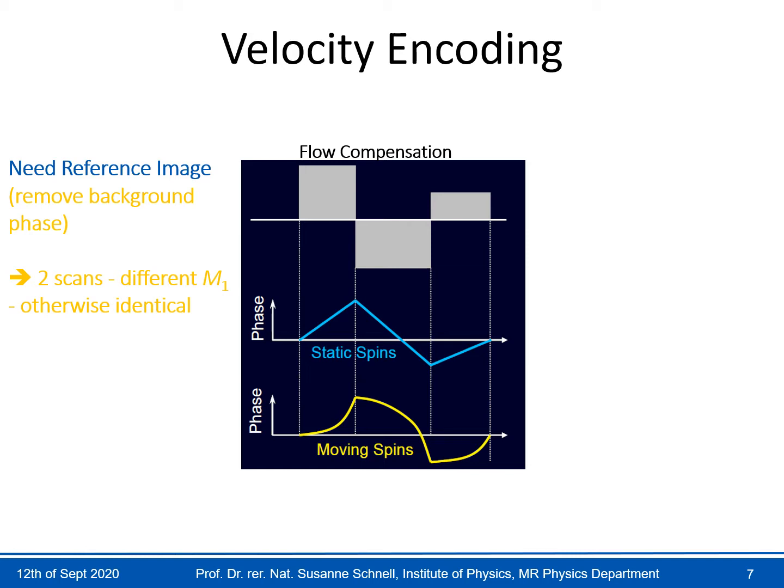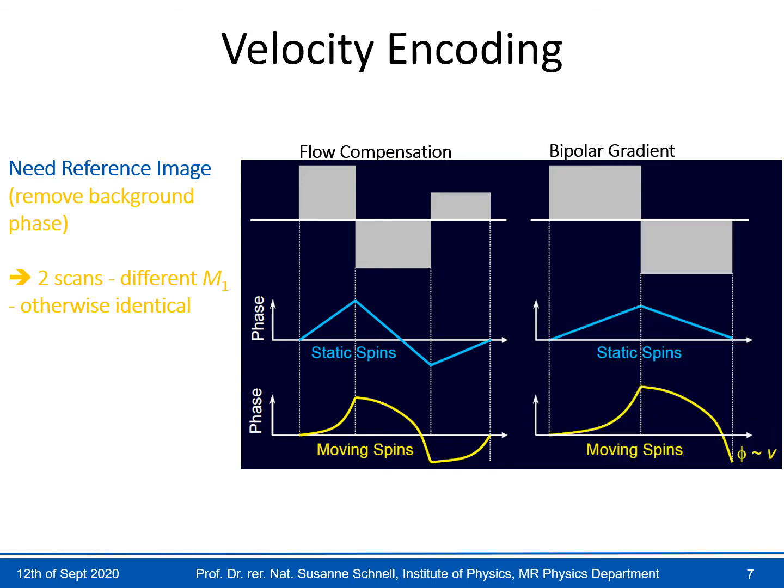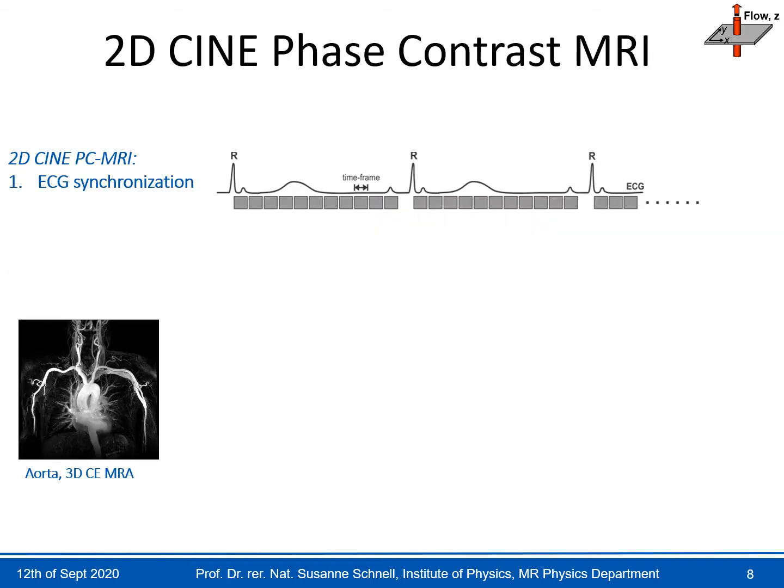First, we acquire a flow compensated scan, sometimes not. This is done in a different manner, but here I'm showing an example with flow compensation. That means that all static spins and all moving spins are brought back to a phase of zero. After this, we acquire a scan with a bipolar gradient, and we get the moving spins that are proportional to the phase, and if we subtract this from each other, we have successfully removed the background phase.